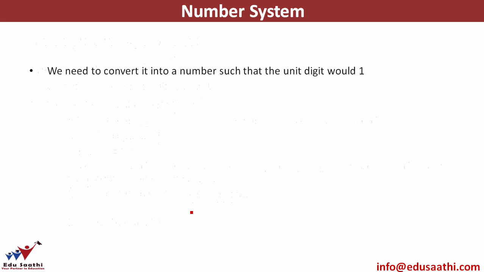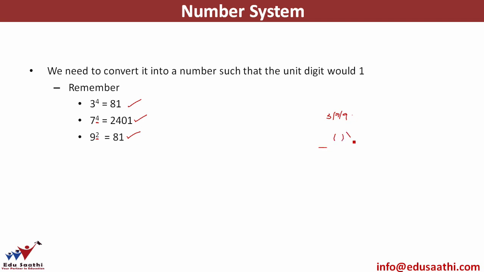Now let's understand the procedure once again. We need to convert it into a number such that the unit digit would end with 1. For that, I need to remember that 3 raised to power 4 ends in 1, 7 raised to power 4 ends in 1 and 9 squared ends in 1. So if you have any powers, split it such that the internal power would solve up and give you the value of 1 in the end. So if a number ends with 3, 7 or 9, the power has to be split up such that this value, when solved for this number, ends up in 1.